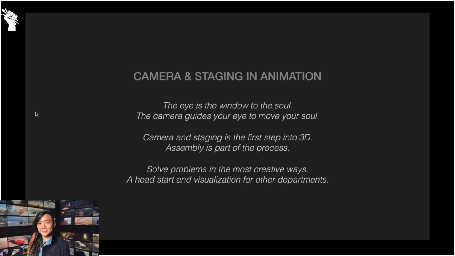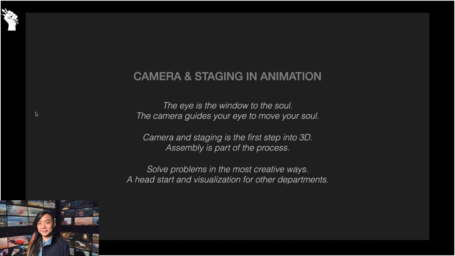So if there's an explosion or some lighting effects, camera and staging should time those out, just so that we know how the camera is going to move to it. How big is the explosion? Do we need a wider shot or not? From there we can inform the effects department, this is how big your explosion can get. So I think it's a very, very important step.